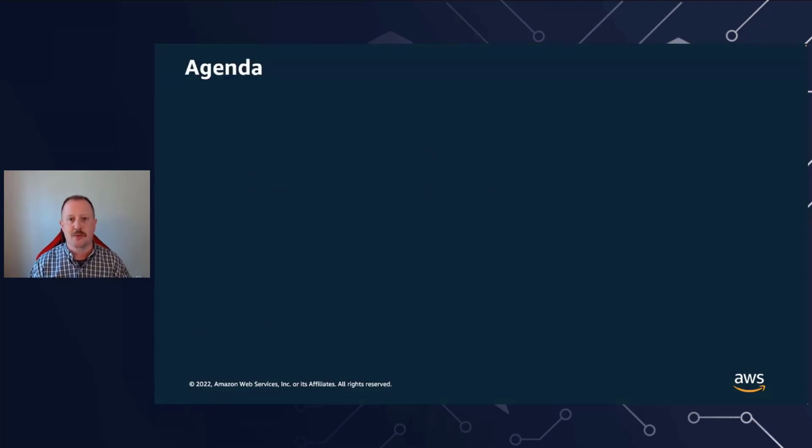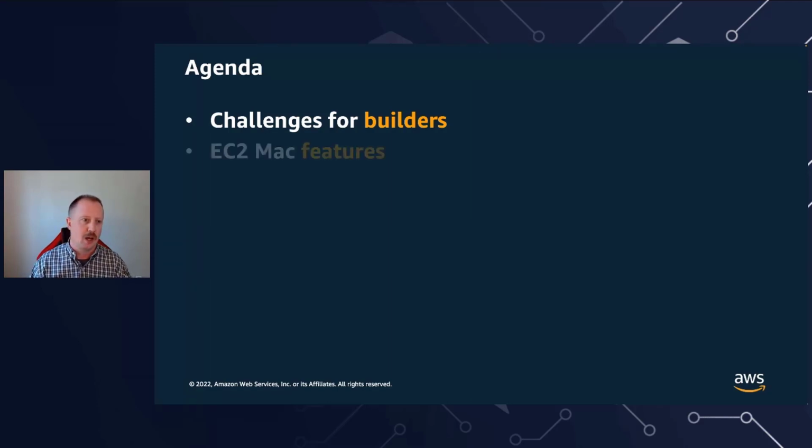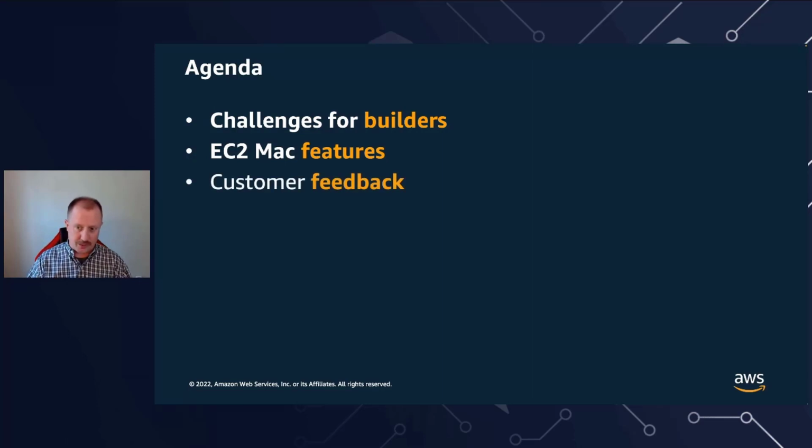So, quick agenda. The first thing we're going to do is talk about some of the challenges that builders face today when building applications for iOS or macOS or Apple platforms. We're then going to talk about, hopefully, the features in EC2 Mac that help solve some of those challenges. We will then go over how our customers have used EC2 Mac to solve those challenges as well.